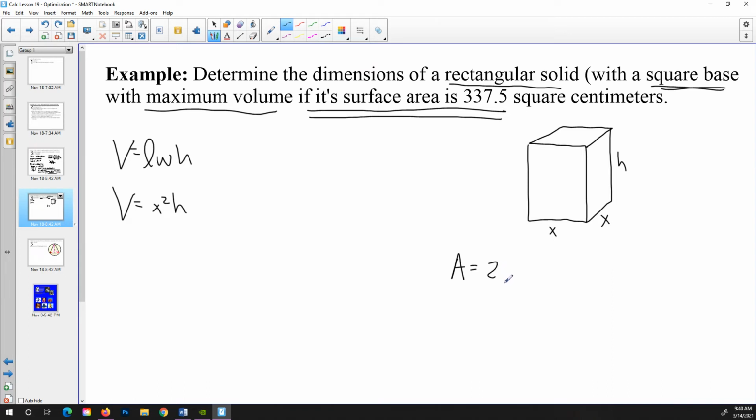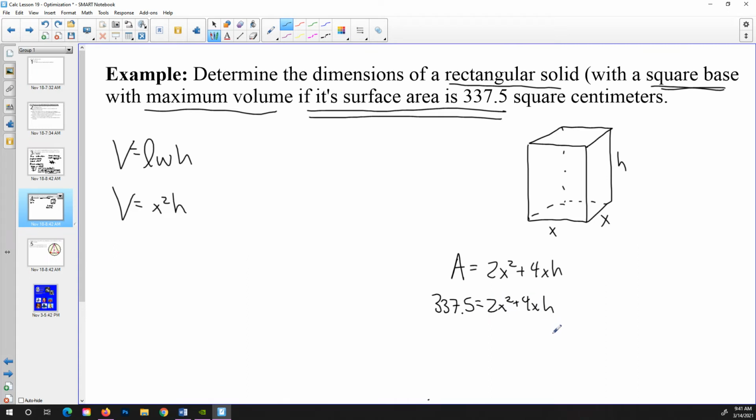times x squared. Why? Because I have a base that is x by x, and I have a top that is going to be x by x. And then it's going to have 4 sides that have a width of x and a height of h. So it'll be plus 4xh. And I know that this A has to be 337.5 square centimeters. 2x squared plus 4xh.